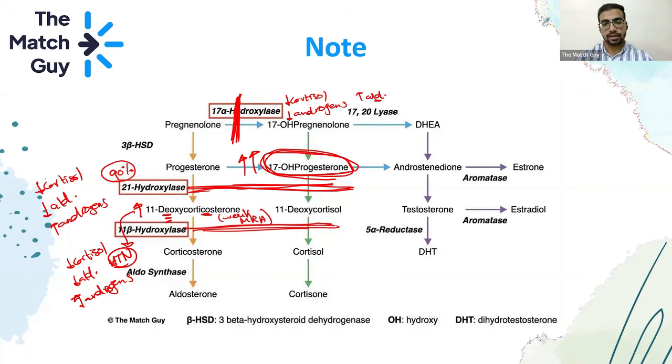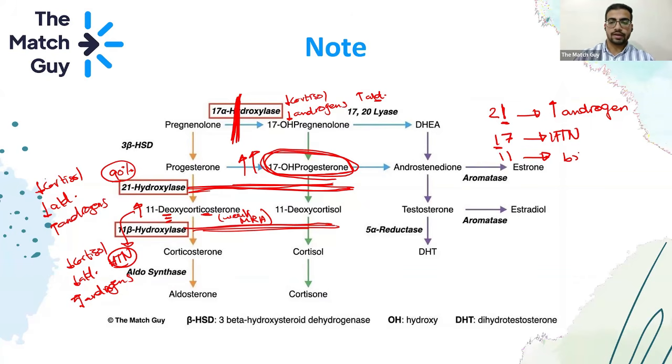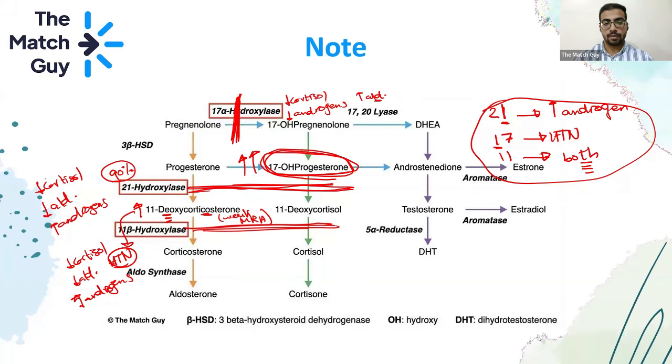Okay, this is very confusing. I cannot memorize it. Okay, let's check this mnemonic out. So 21, if it ends in 1, you are going to have increased androgen. 17, if it starts with 1, you are going to have hypertension. And 11, if both, of course, you're going to have increased androgen and hypertension. Test this mnemonic out, and I'm sure it's going to work. But again, if you want to remember one thing, remember the 21 alpha hydroxylase deficiency.